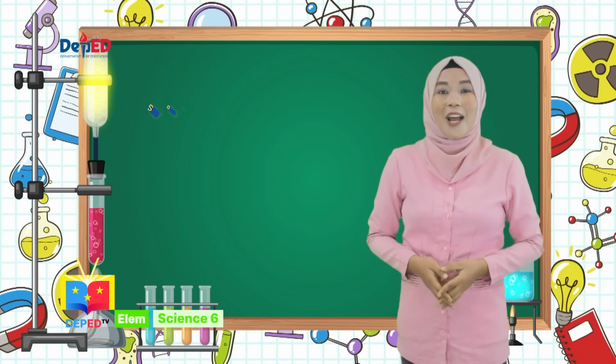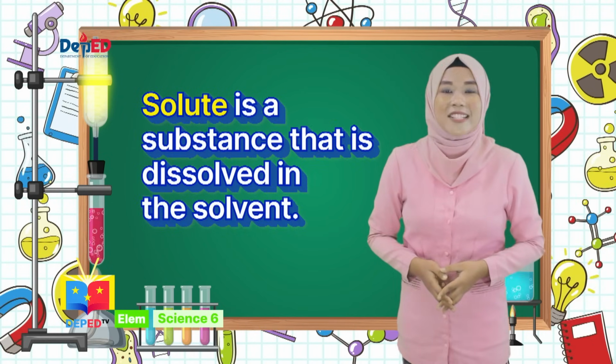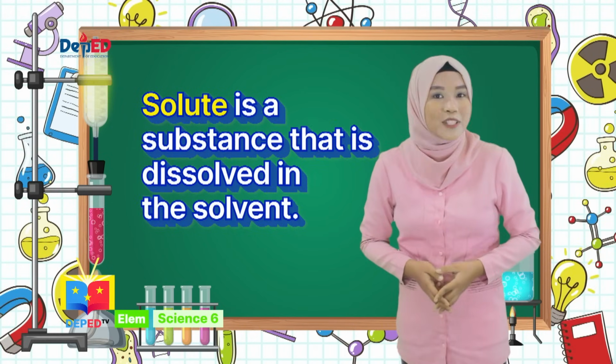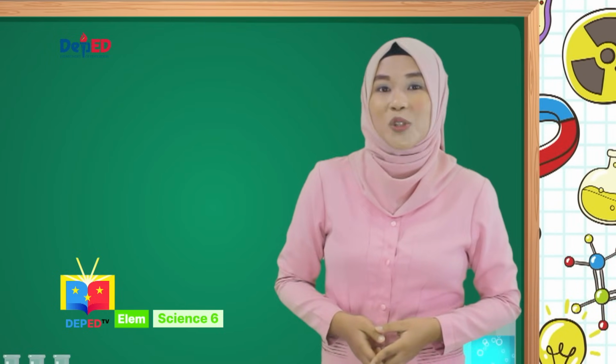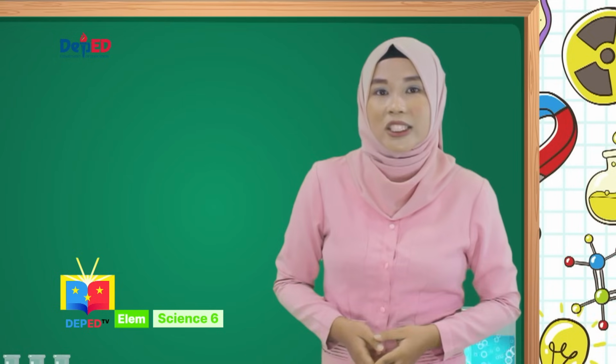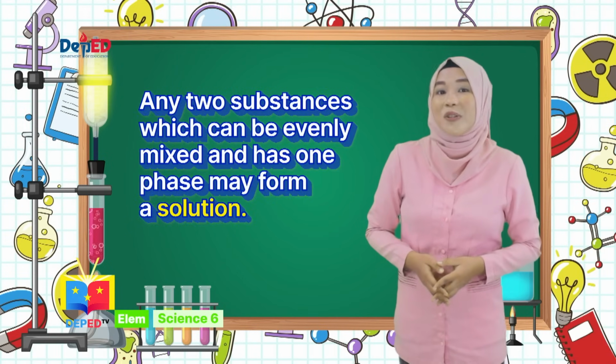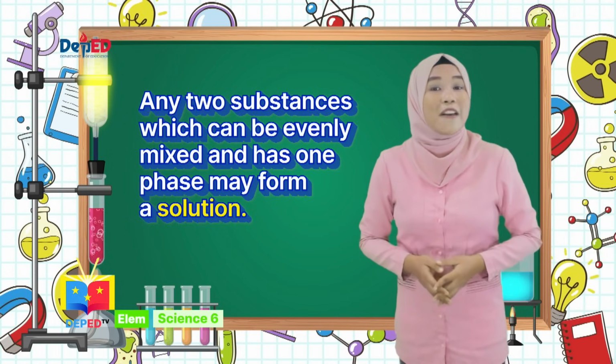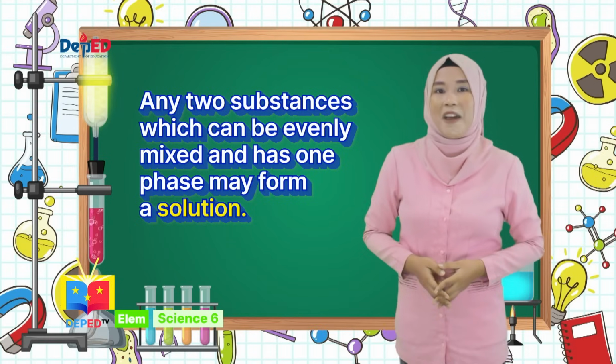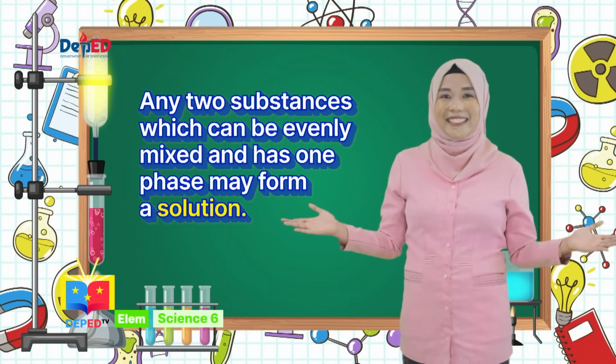There are many kinds of solutions. It exists in any phase. Note that the solute is a substance that is dissolved in a solvent. For example, in a saline solution, salt is the solute, whereas water is the solvent. Any two substances which can be evenly mixed and has one phase may form a solution.